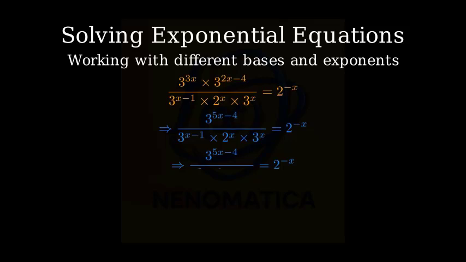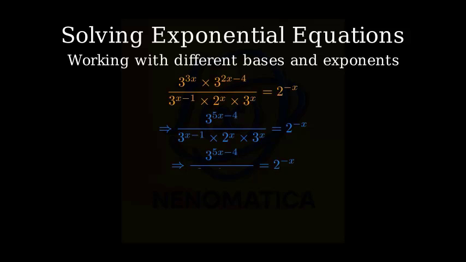On the right side, we can simplify by combining the terms with base 2. 2 raised to the power x times 2 raised to the power -x becomes 2 raised to the power x plus -x, which is 2 raised to the power 0. And 2 raised to the power 0 equals 1. Since 2 raised to the power 0 equals 1, we can remove this term from our equation. So our equation becomes 3 raised to the power 5x minus 4 equals 3 raised to the power 2x minus 1.